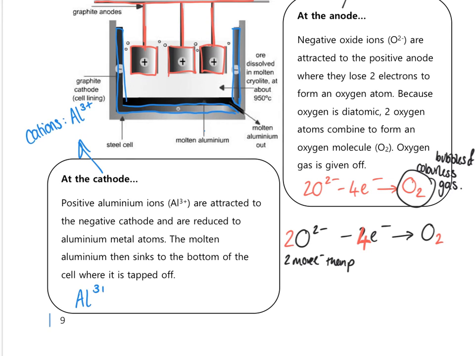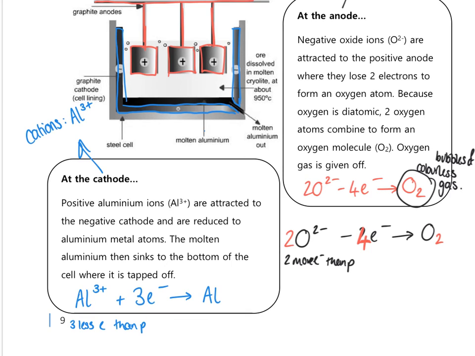If they've got a charge of 3+, that means they have 3 less electrons than protons. And in order to get to an atom, it wants to even that out. So in order to do that, each aluminium ion has to gain 3 electrons to become an aluminium atom. So whatever my charge is, I need to gain that many electrons in order to balance that charge out and allow it to become a metal atom again.